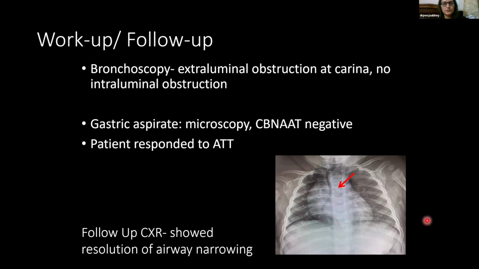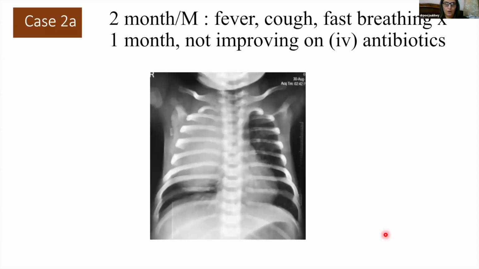And the follow-up chest radiograph here shows very nicely that the narrowing of the left main bronchus has opened up. And this is nothing but the thymus in this child. So don't get confused with this. So this is essentially a near normal chest radiograph on follow-up. So this was also a case of tuberculosis. Okay, moving on to the next case.